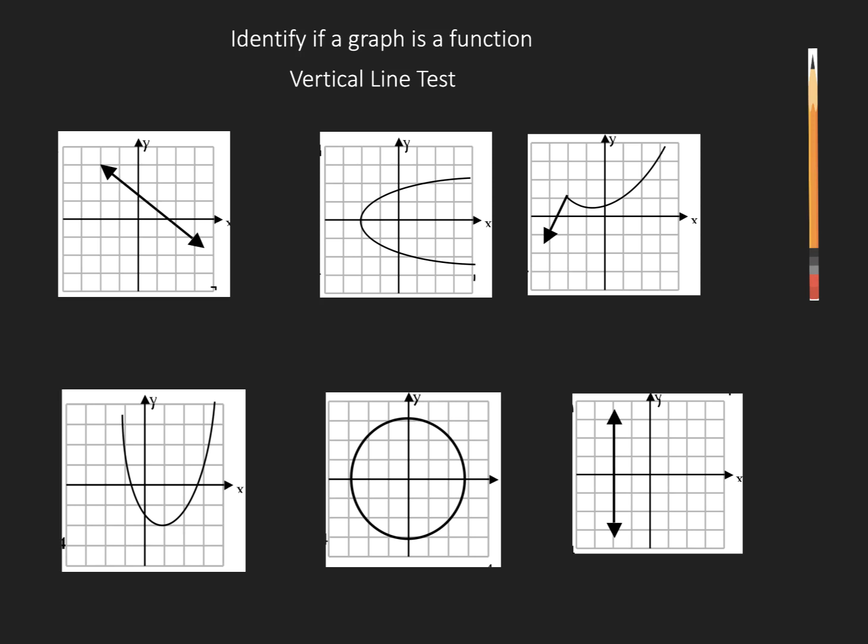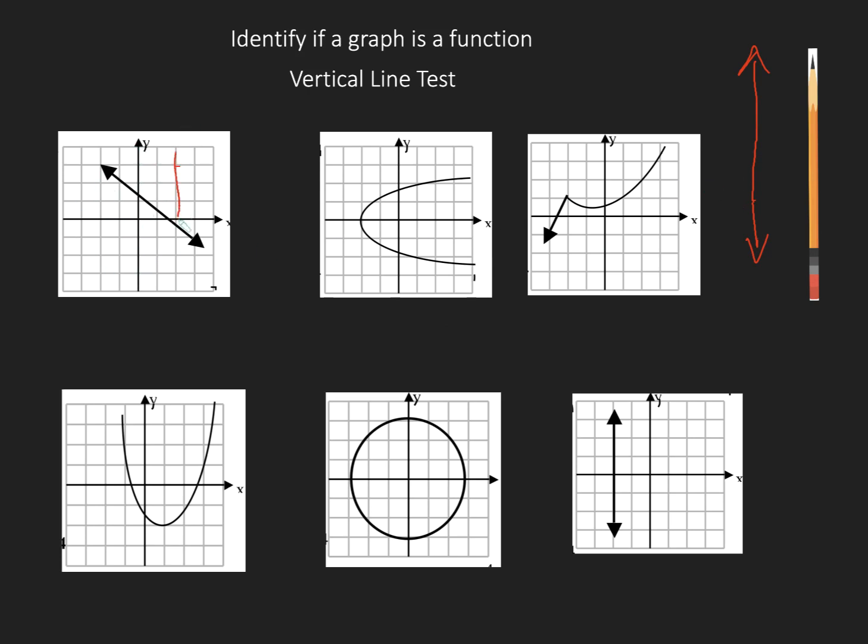Today we're going to identify if a graph is a function, and in order to identify, we're going to use a vertical line test. So we all know a vertical line is just a straight line that goes up and down. If you're given a graph and you have to identify whether it's a function or not, we use a vertical line. So here's my first graph.